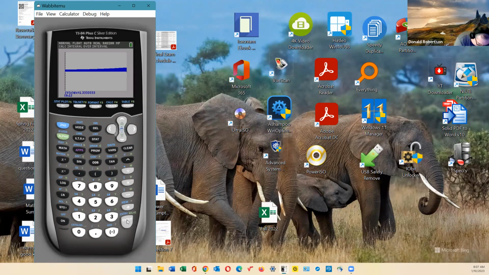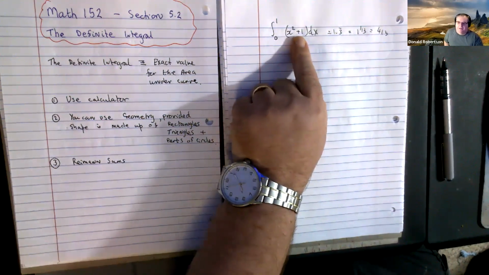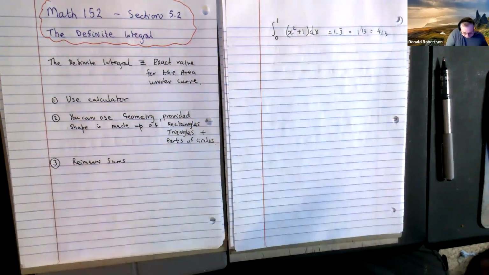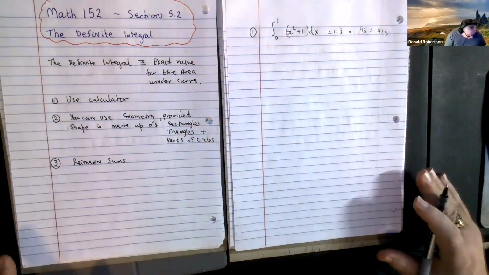And the answer I get is 1.3 repeater, which, if you know 0.33 repeater is a third, it's the same as 1 and a third, which is 4/3. So that's essentially how you would get the exact area under a curve if you wanted to use the calculator. Right? Plug it in, get your answer, make it look as exact as you can. So that's really just for completeness' sake.